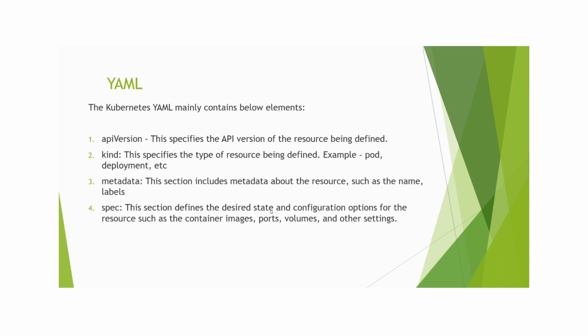Okay, kind will provide the name of the resource that is going to be created. For example, pod, deployment: what exactly you are going to create, you need to specify in kind. Metadata: this section includes some metadata about the resource such as the name, labels, etc. You can actually provide the metadata of this resource.